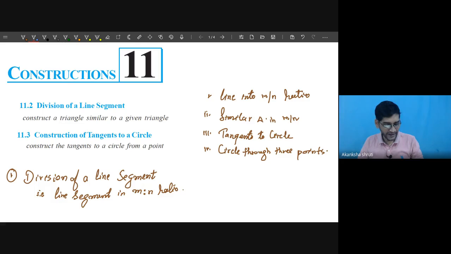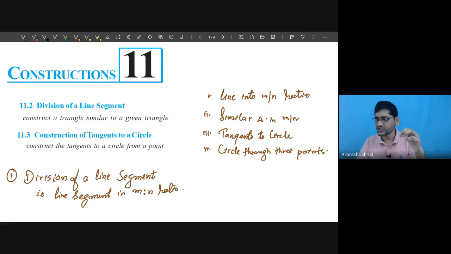Good morning, students. Today we are going to start our chapter, Construction, and today we are able to finish this because we have to learn only four kinds of construction. The very first one is dividing the given line segment into a ratio, say m to n.